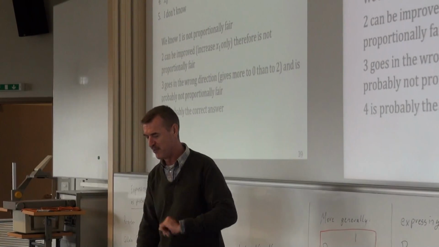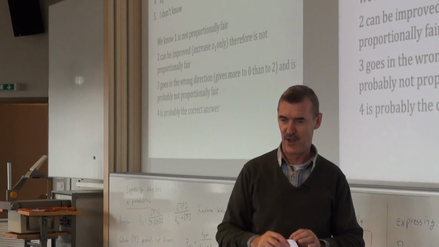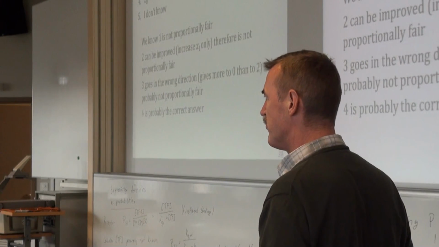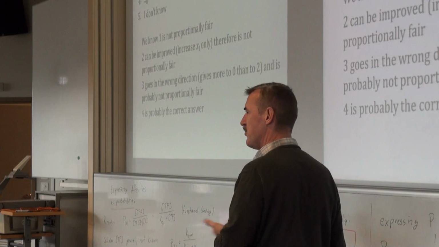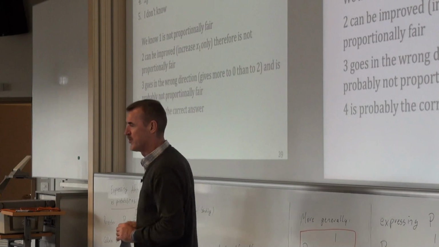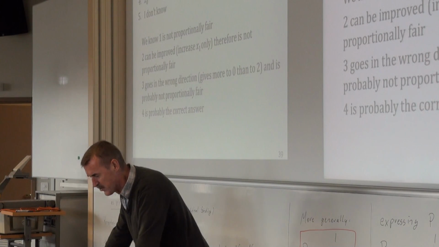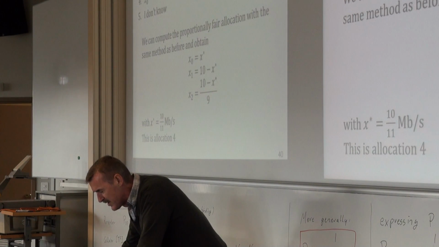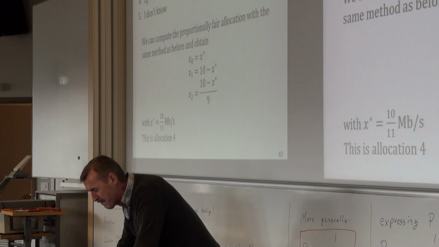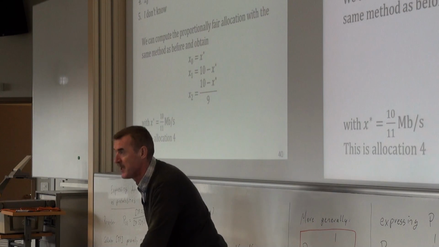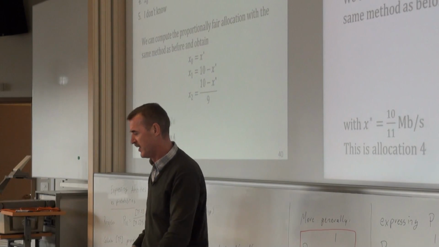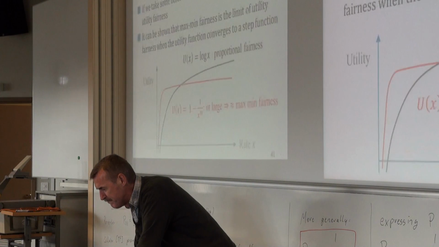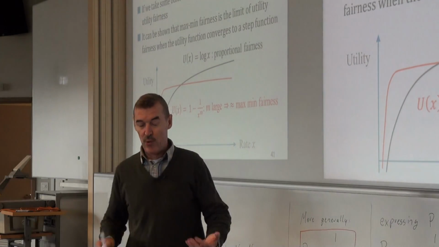So if somebody tells you, modulo the accuracy of the floating point numbers that are given here, that one of the solutions is the proportionally fair, it can be only 4. 2 is not Pareto efficient. It can be improved by unilaterally increasing one of the sources. 3 goes in the wrong direction, so there's only 4. But you're right. The correct solution is not 1 over 9, but 1 over 11, obtained by exactly the same method we had seen before, which is computationally not instantaneous. We do the same maths, and we find exactly 10 over 11. Voilà.